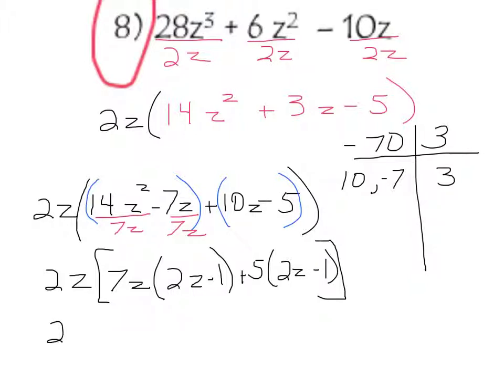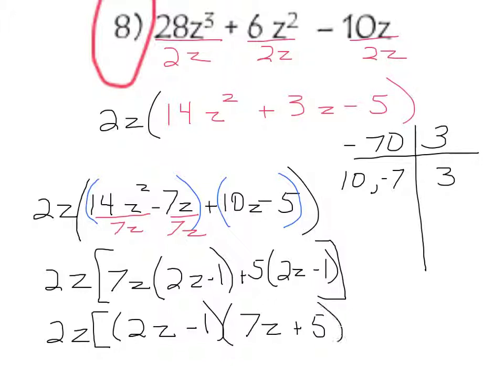Okay, so the next step, go ahead and write down your 2z, and now we have inside the brackets the factor that's in common, 2z minus 1, and then we write out 7z plus 5. And you don't really need that bracket, and so I recommend in your final answer you take it off. And so your final answer is 2z times 2z minus 1 times 7z plus 5. And you can go ahead and FOIL this and then multiply through by this, and you will come up with that.